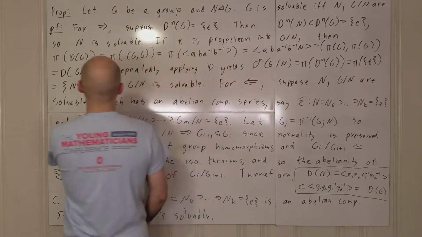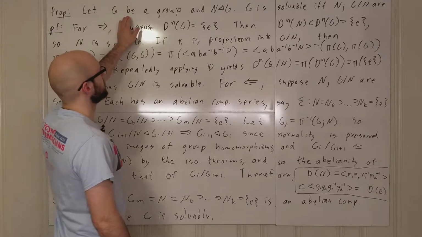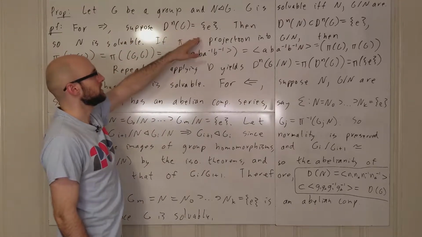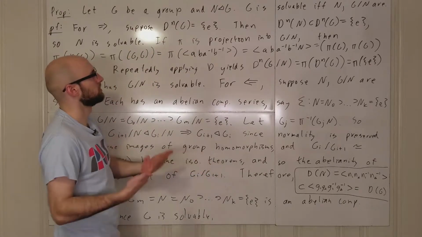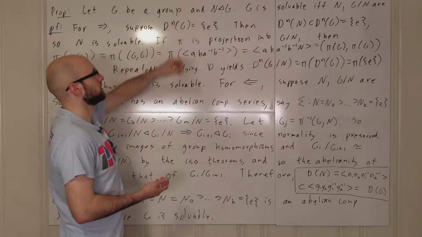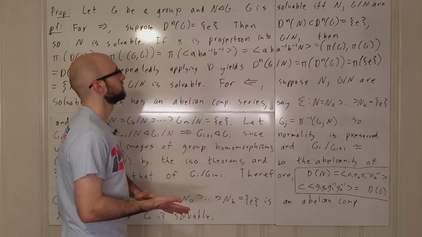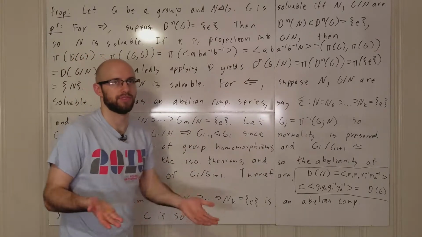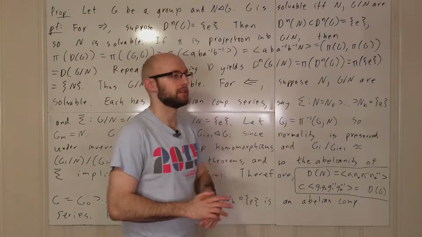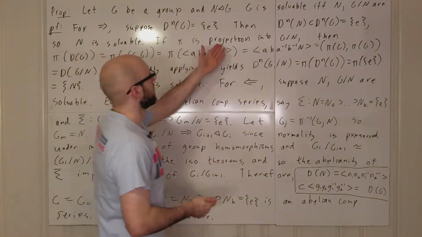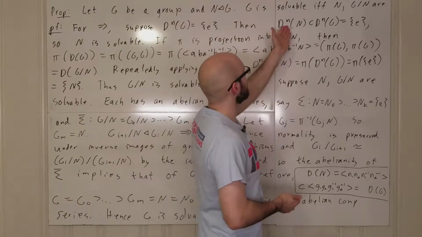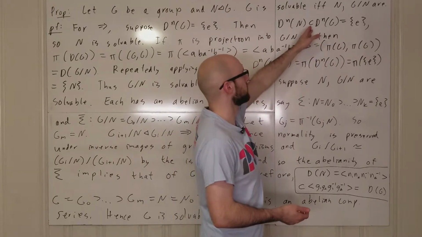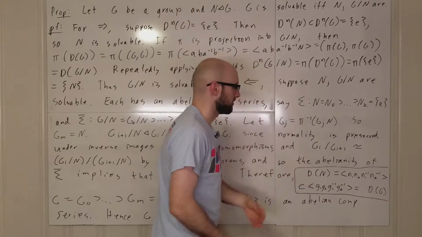For the forward direction, suppose G is solvable, which means that d to the n of G equals e for some n greater than or equal to 0. Well, if n equals 0, then it's trivial, but that's not an interesting case. So anyways, what you have is d^n(N) is contained in d^n(G), which is equal to e. So this inclusion, that's what I have boxed down here.